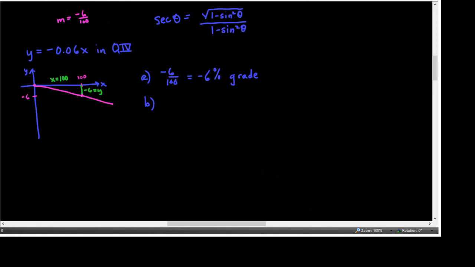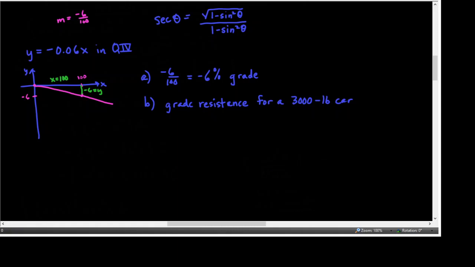B says approximate the grade resistance. Grade resistance. This is going to require a formula that you don't know, and I'm not going to have you memorize this one. So if there's a problem like this in homework or something, feel free to look up this formula because I'm not going to ask you to memorize it. Grade resistance for a 3,000-pound car on this roadway. And interpret the result.